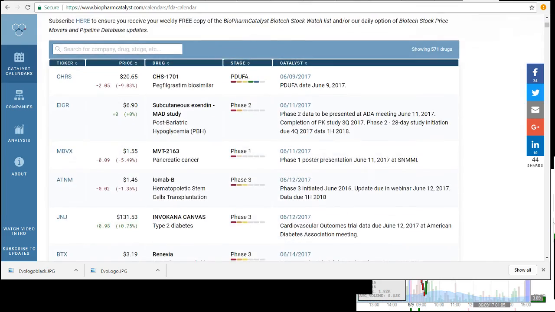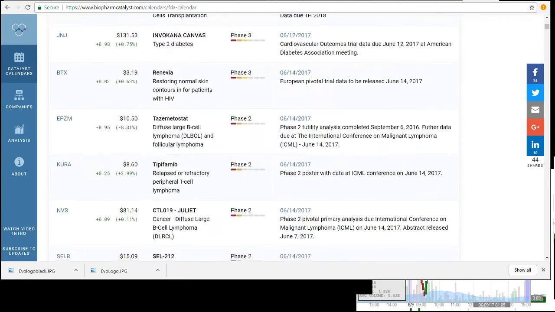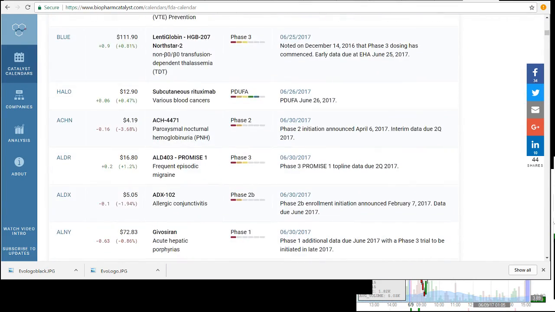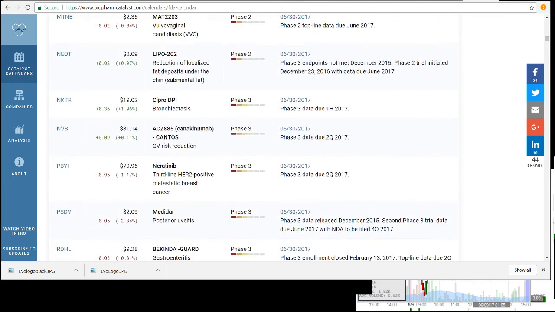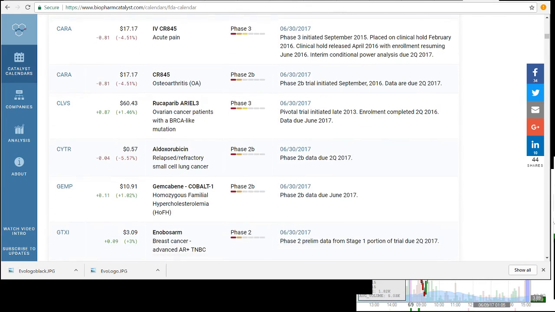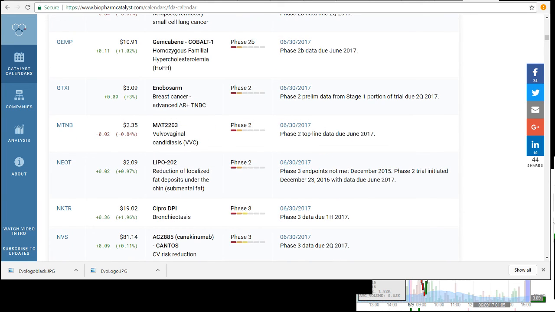I don't even know in the past. CYTR was on here. I believe it's on here again. It should be on here for the 14th, which it is. It says the 30th, but I've got it on the 14th. Stuff like this that you've got to look at.